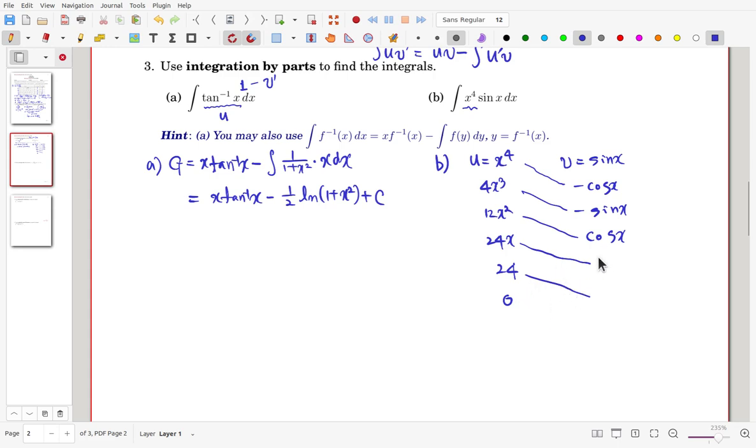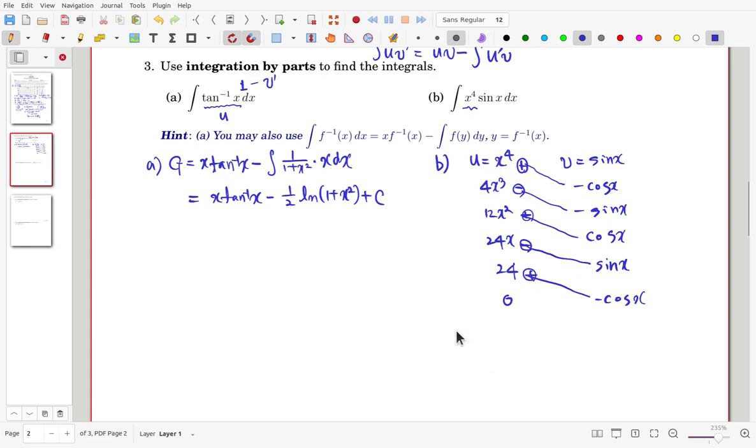Now the antiderivative of that one is sine x, and the antiderivative of that one is minus cosine x, right? That one is used positively, and that one negatively, along with positive, negative and positive, right? So we multiply in this way.